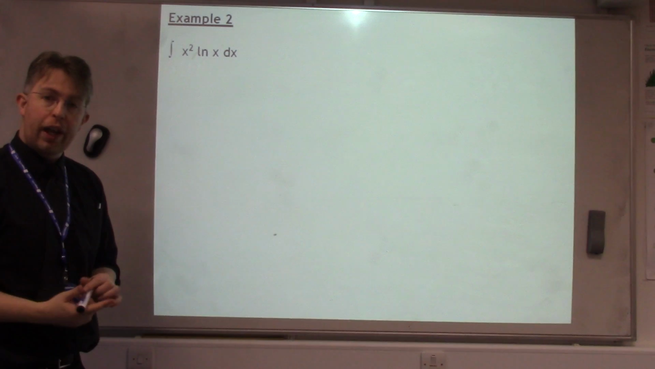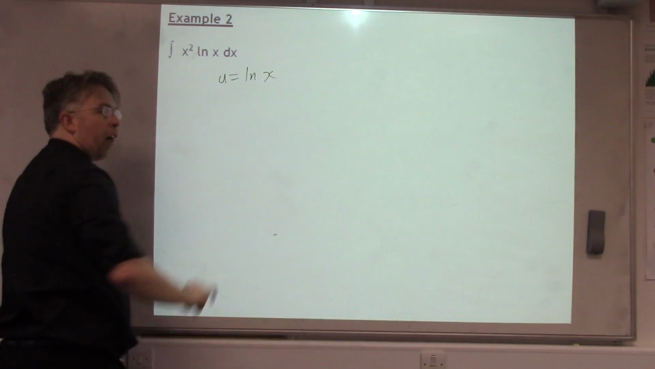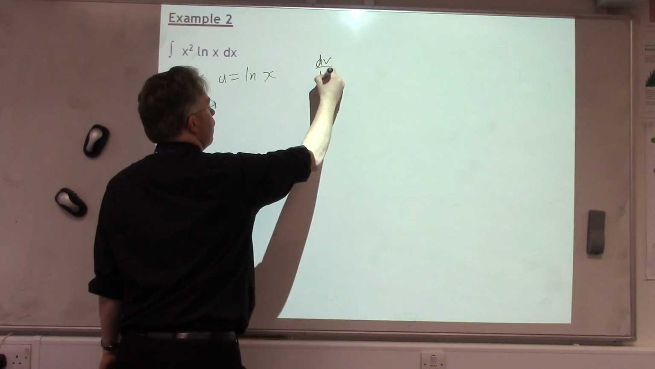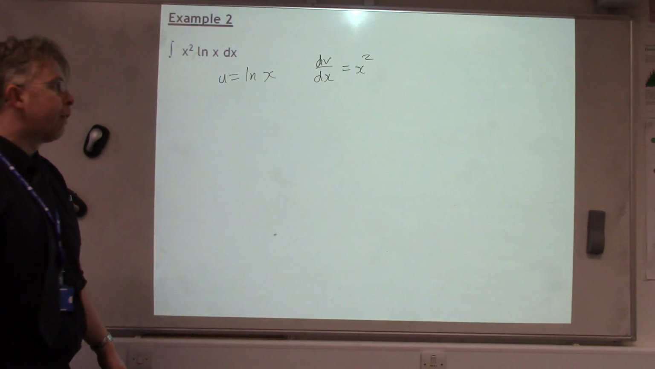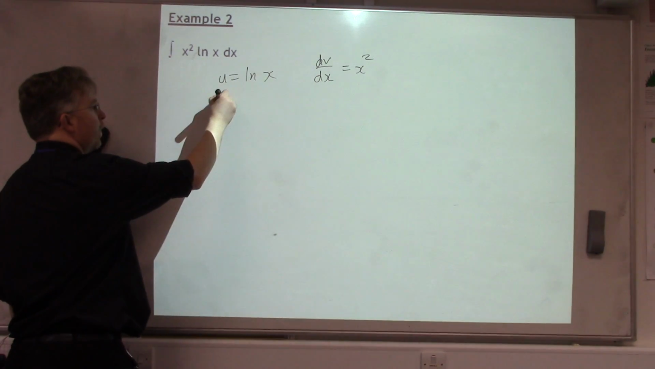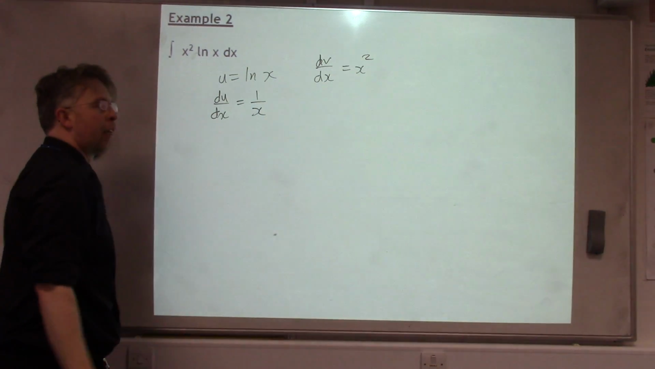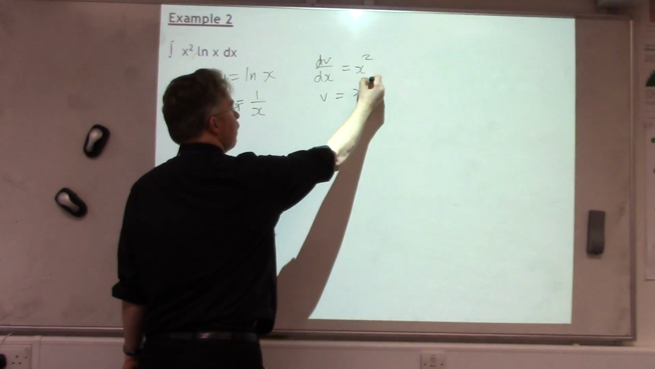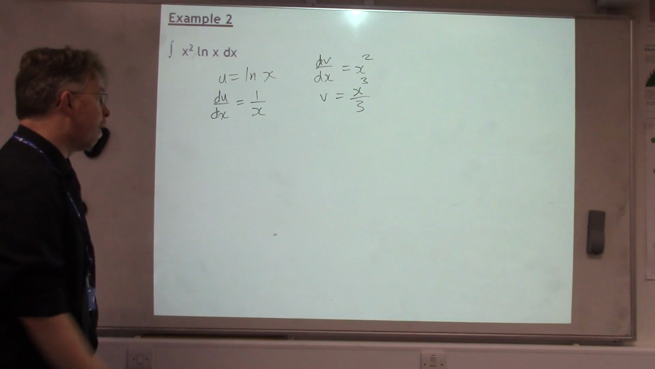Example 2, we have an ln x, so that trumps everything for our choice of u. So dv by dx is equal to x squared. Differentiate the u, du by dx equals 1 over x. Integrate the dv by dx, v equals x cubed over 3. And then we apply the formula.